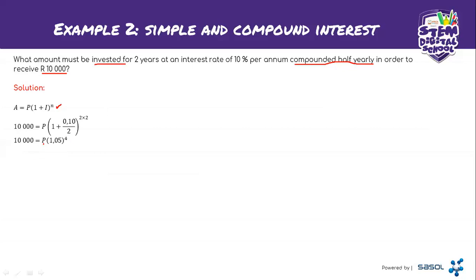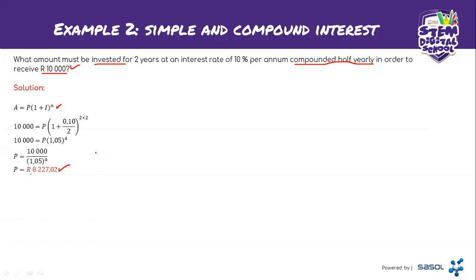Now, because we are calculating for P, of course, we're going to divide both sides with this bracket here. And then this is what we did. And the final answer now is 8,227 and 2 cents. Meaning this is the amount that must be invested in order for this person after 2 years to accumulate to how much? 10,000. All right.